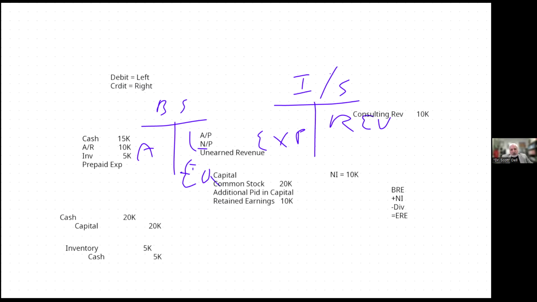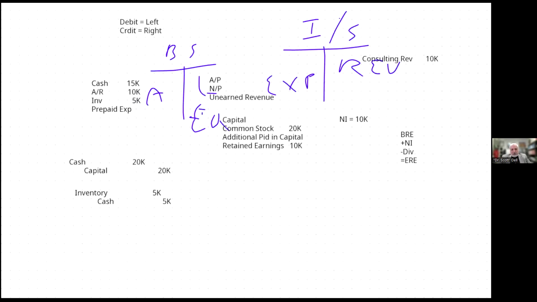Now you notice I debited cash, I credited cash. I debited inventory, I credited capital, and I'm going to do that sale down here as one more journal entry. And as I say, let's start with the numbers. 10K and 10K.